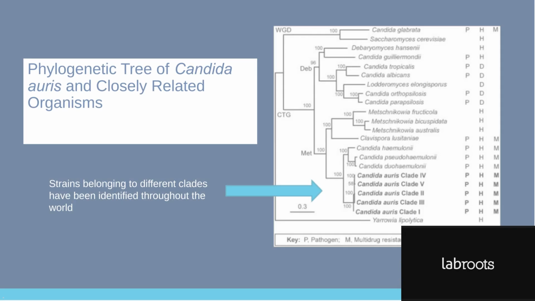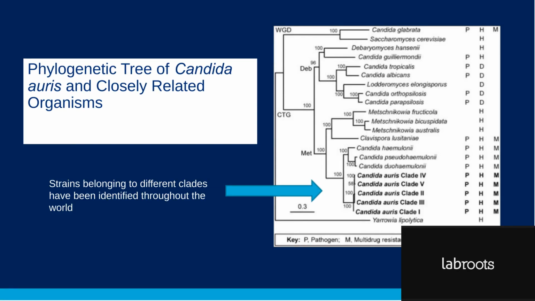What is also interesting is the fact that it appears that different Candida auris with different clonality have probably emerged in the world independently of each other. And this is at least according to data from whole genome sequencing. They're isolates from different parts of the world that actually belong to different clades.